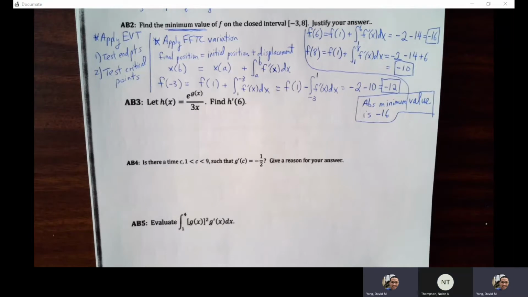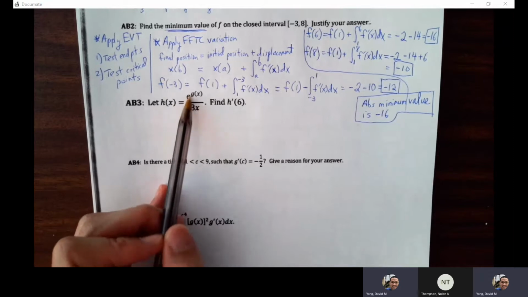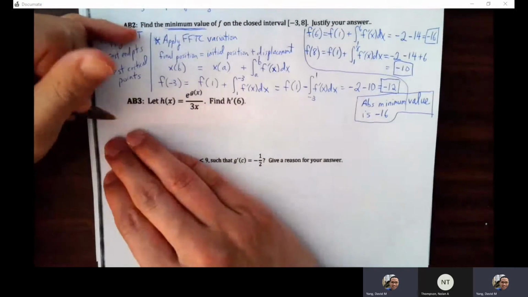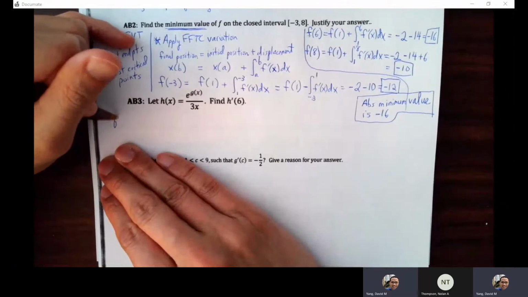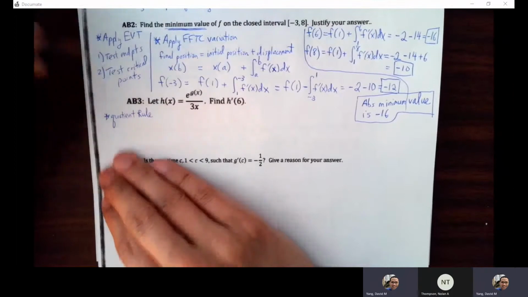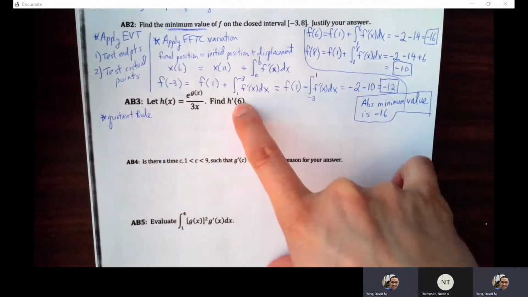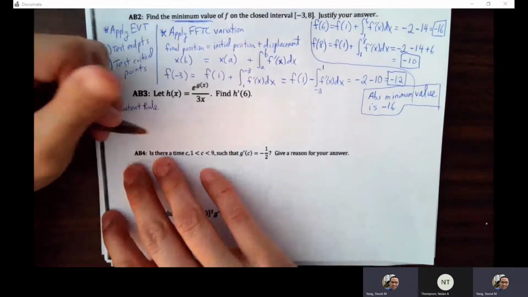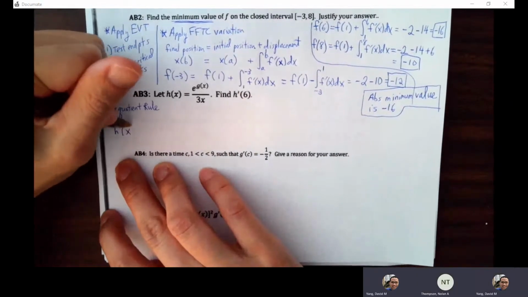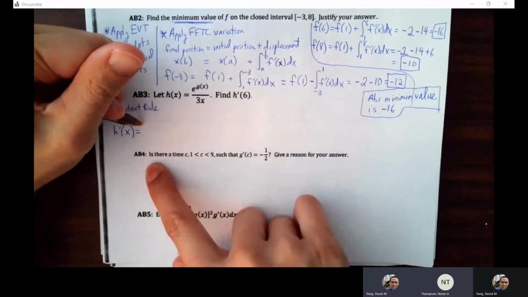For number 3, we have h of x is e to the g of x over 3x, find h prime. So if I want to find the derivative of a numerator over denominator, I got to do quotient rule. Let's find h prime of x first before worrying about what to do with the 6. H prime of x equals.